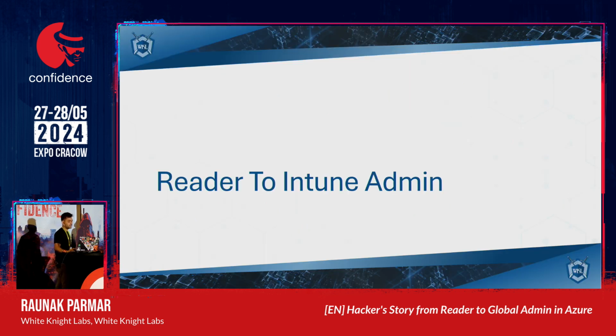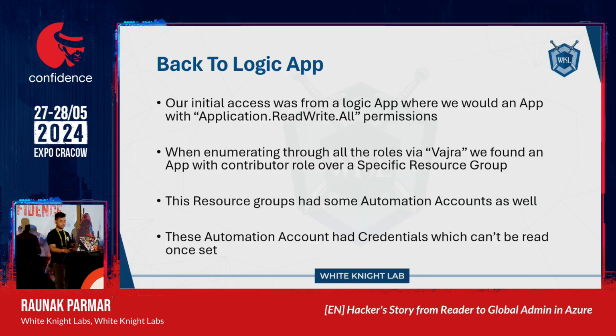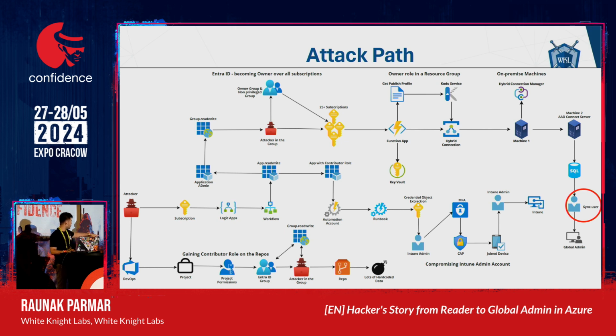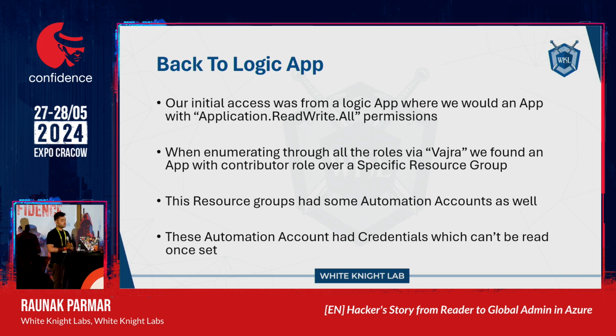OK, so now we have another attack path, which is Reader to Intune admin. Here we'll go back to the attack path, where you can see we have a logic app, then a workflow, and it goes up. We have Application.ReadWrite. So what we have done is gone to the left side. Now we'll go to the right side, assuming that we have not yet gained any global admin or owner permissions. Since we have an app compromise which has Application.ReadWrite.All permissions, we performed more enumeration and found that there is an app which had a contributor role over a resource group, and that resource group this time has the automation accounts.